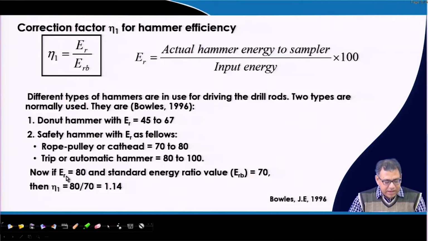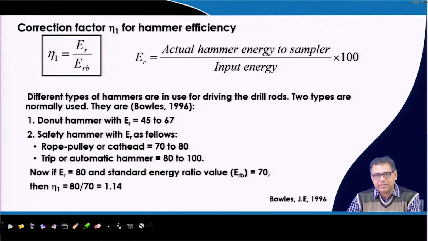Now, suppose your ER is 80 and you want to express that N value which you measured by applying ER equal to 80 to a standard energy ratio of 70. For example, that means you are applying 80% energy, but now you want to express them in 70% energy. That means you applied more energy, but you want to express them in less energy. So, definitely when you want to express them in less energy, your measured N value will increase, because during the measurement you applied more energy.